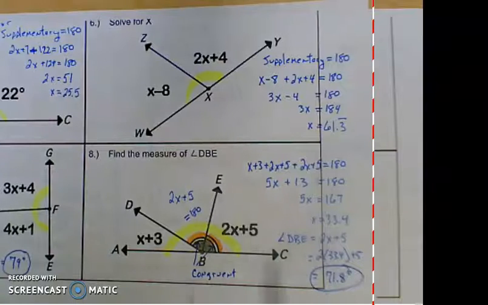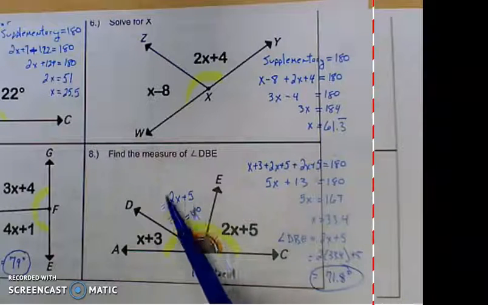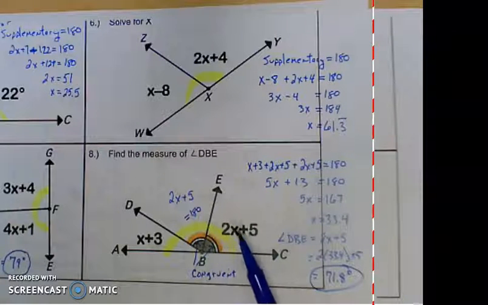Quick note about number 8. These 2 marks down at the bottom mean that these 2 angles, DBE and EBC, are congruent. So even though this angle wasn't labeled as 2x plus 5, I know that they are both equal to 2x plus 5.